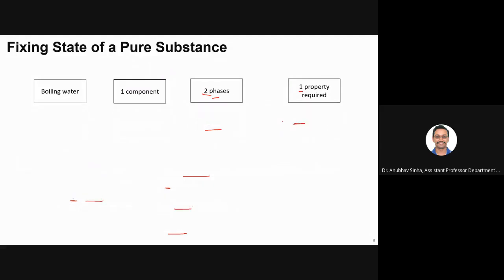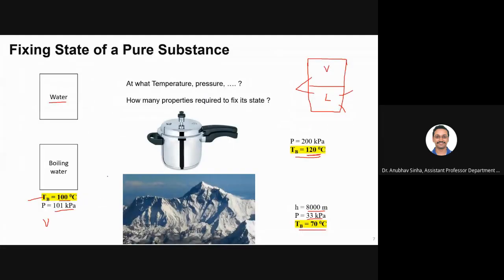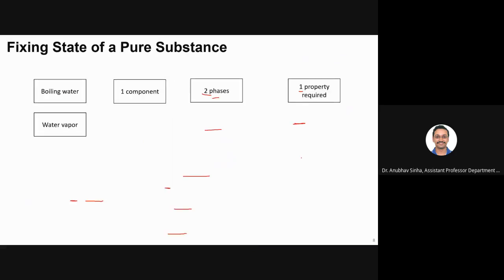Okay. I said there are many properties, but if I fix one, if I say temperature is this, then pressure is also fixed. I don't need to know the pressure. Or if I fix the pressure, let us say I fix that it is at 200 kilopascal, then temperature gets fixed. These two properties are interlinked. I cannot have 200 kilopascal and temperature at 100 Celsius. Okay, sir. So for this boiling water, I need only one property to fix the state. Fine. That is what we are seeing here.